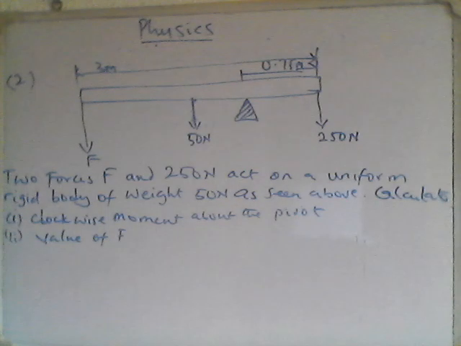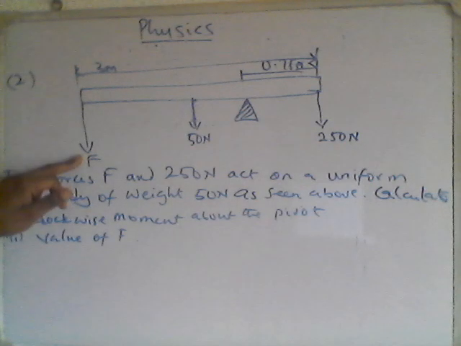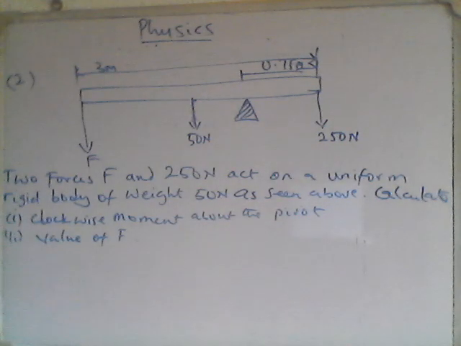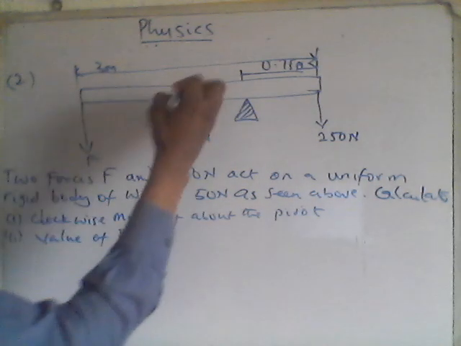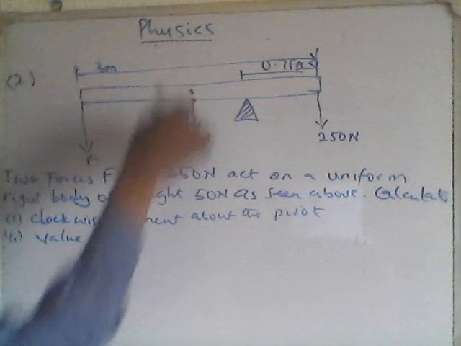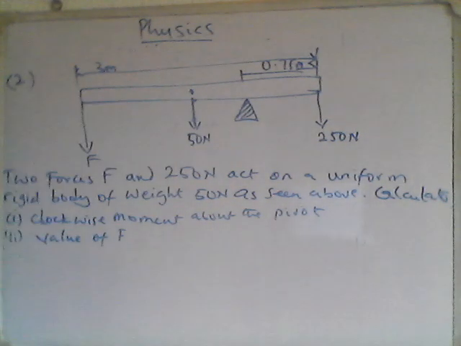We have another question on the board. This is a diagram. It says two forces, F and 250 Newton, act on a uniform body of weight 50 Newton, as seen above. The weight of this body is usually experienced at the center of the body, so that's why we put this vector coming down.